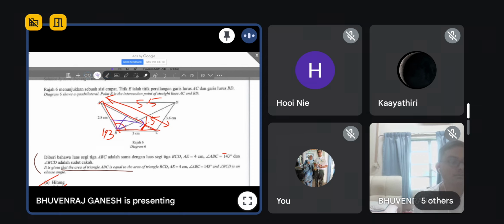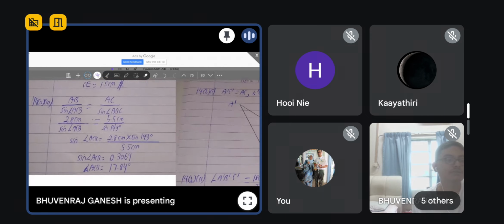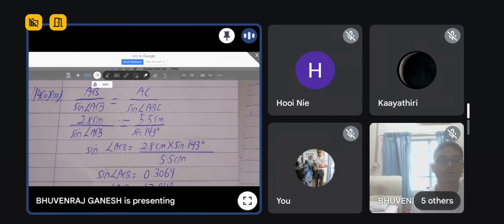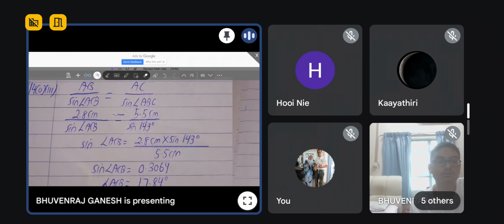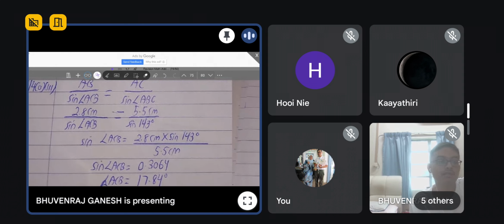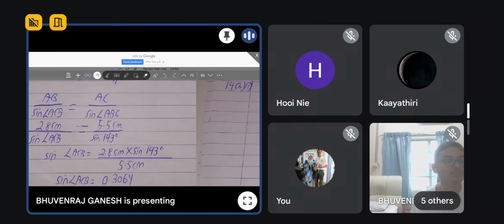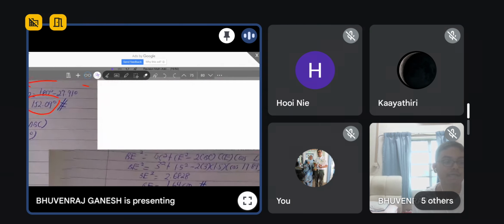Okay, so sine rule, you will look something like this. Okay, so you take AB over sine ACB equal to AC over sine ABC. Then you substitute all the value. Then you can get your ACB angle by solving the equation. So ACB, you are supposed to get 17.84 degree after solving. All right. So then you can find out your BE length.